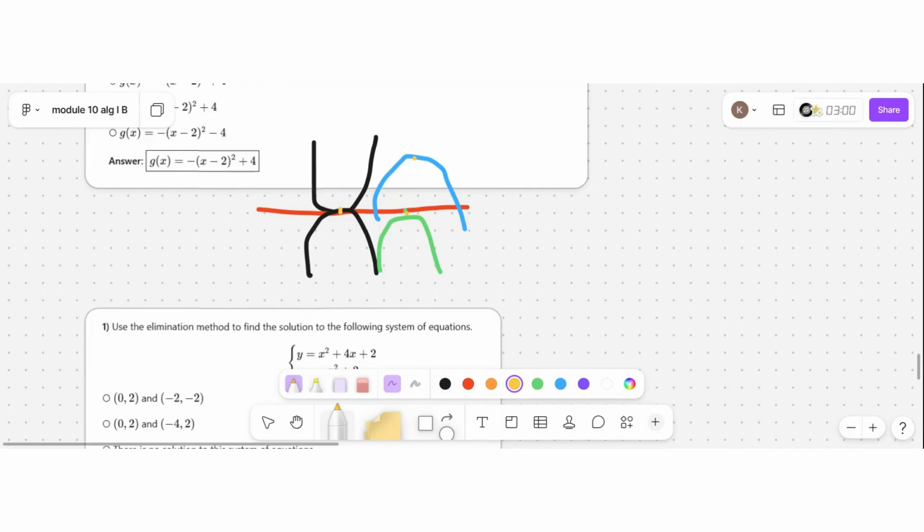Other than that, put your name in the box and make sure you screenshot it and upload your work in the graph. Let me know if you have any questions.